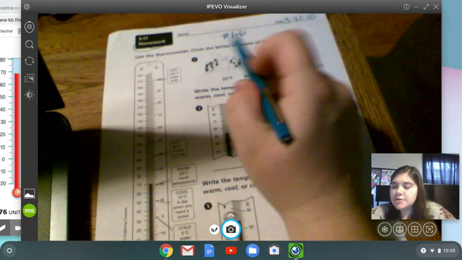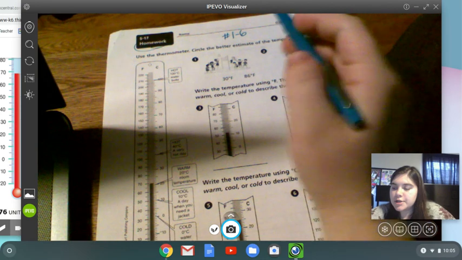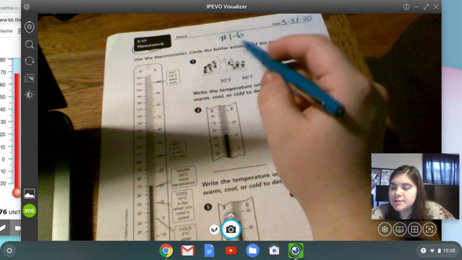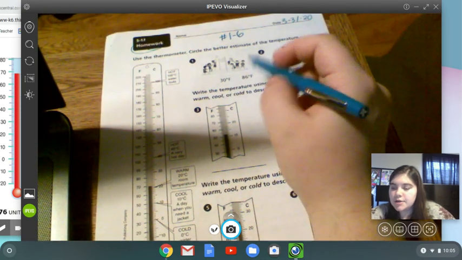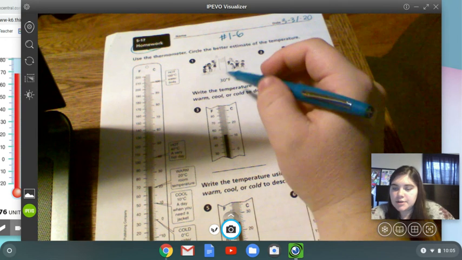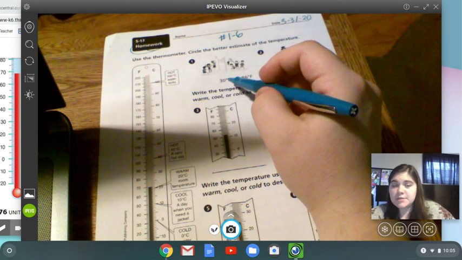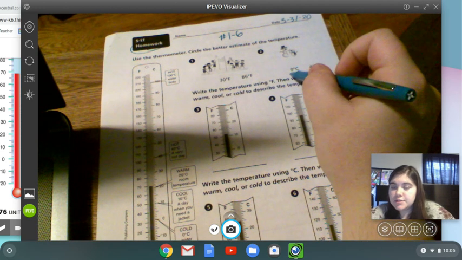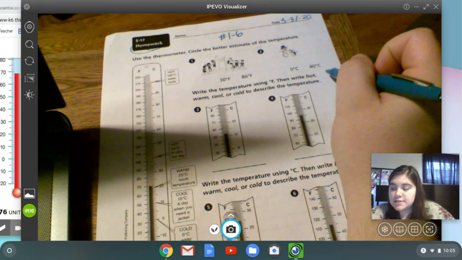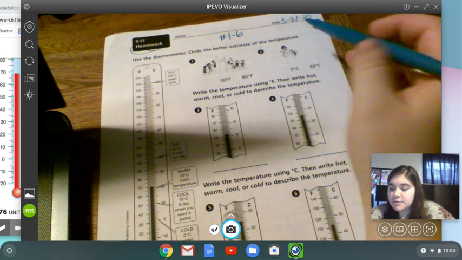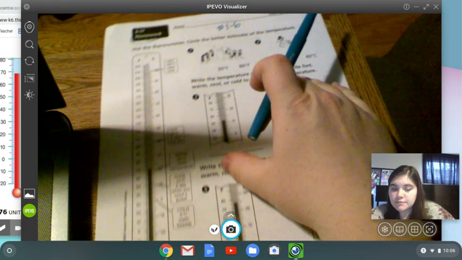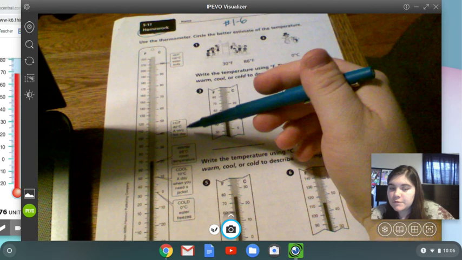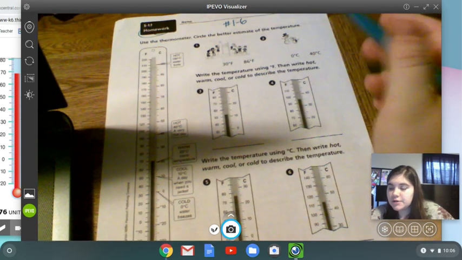So you're going to circle the better estimate of the temperature. So if people are playing volleyball outside, is it going to be 30 degrees Fahrenheit or 86 degrees Fahrenheit? 30 degrees is like winter time, snow can happen. 86 would be summer. Now for the snowman one, they have 0 degrees Celsius and 40 degrees Celsius. So what do you know that's special about Celsius for 0 and 40? Then you just circle one.